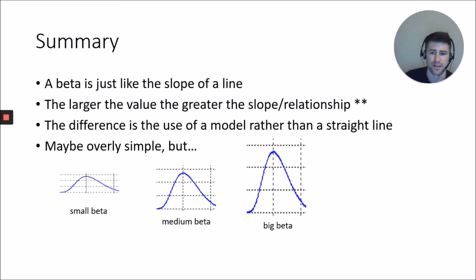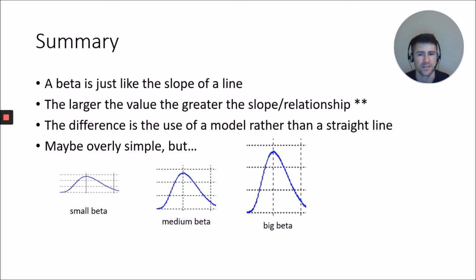So in summary, I think this is a very straightforward way to state this, but also it's a little bit of a lie, but it should leave you with a good idea of what these beta values are. A beta value is very similar to the slope of a line. The greater the slope, the greater the value, right? The difference is that we're not dealing with a straight line. So you can't just increase slope. You actually have to increase a shape or decrease a shape. So overly simple, but here it is.